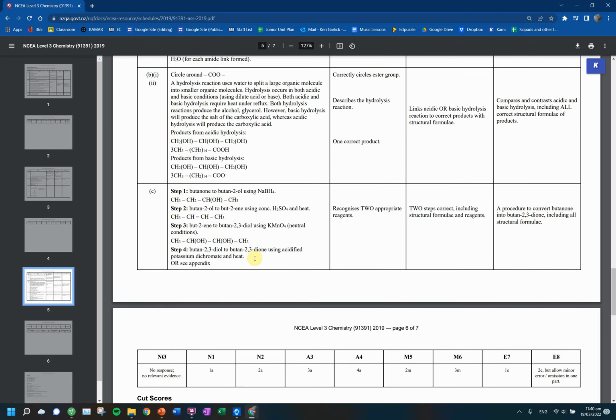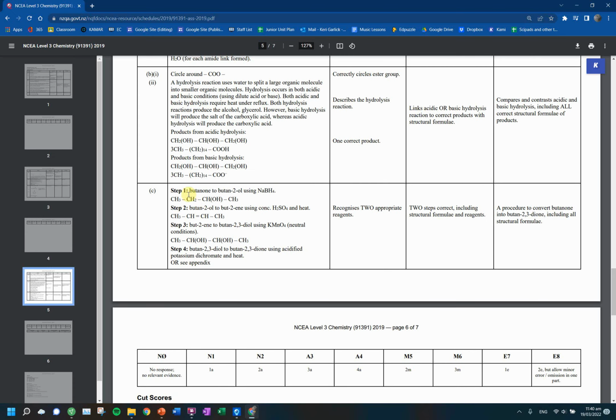Cool. And then, yes, that's everything that you need. So you see how I have it? It's just 4 steps. And the way you get your points for this is that there's not a whole lot of writing. So that's why I'm saying the organic exam is easier to get the excellence on. So for the cheat, recognizing 2 appropriate reagents is what they were looking to do.